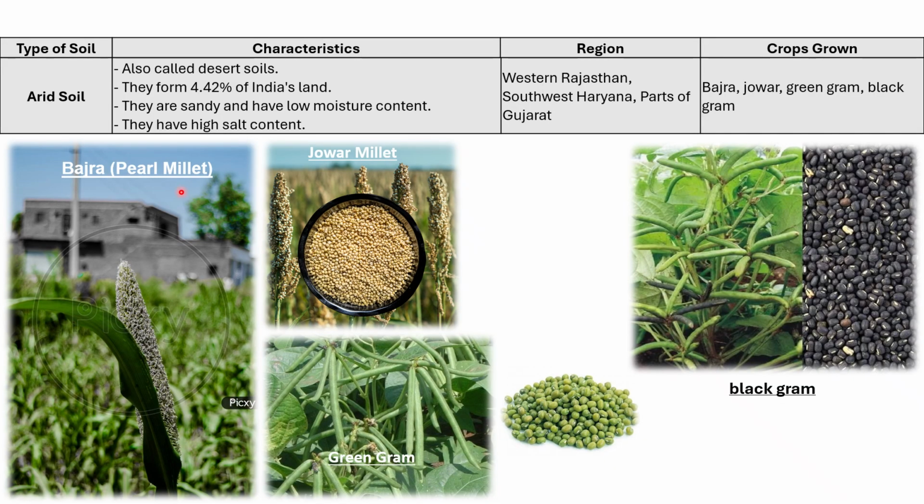The next one is the arid soil. It is also called desert soil. It is sandy with low moisture. It has high salt content and very poor fertility compared to other soils. It covers around 4.42% of India, mainly western Rajasthan, and parts of Haryana and Gujarat. Here we can grow bajra, jowar, millets, green grams and black grams. These crops generally tolerate drought and grow well in low water conditions.